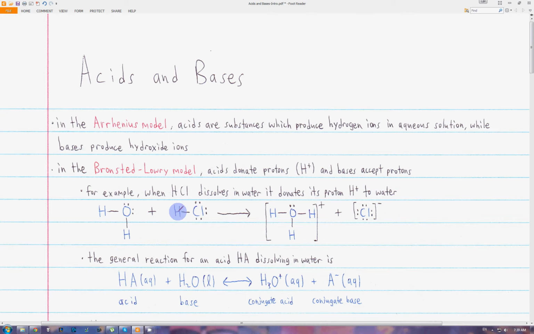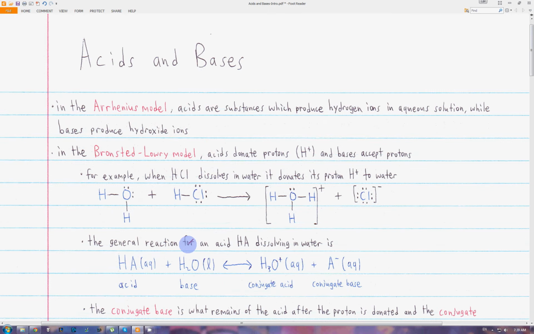The HCl donates this H plus proton to the water, and so the water, since it's a base, accepts the proton and forms H3O plus, which is called hydronium. And then the chlorine is left by itself with a full octet.